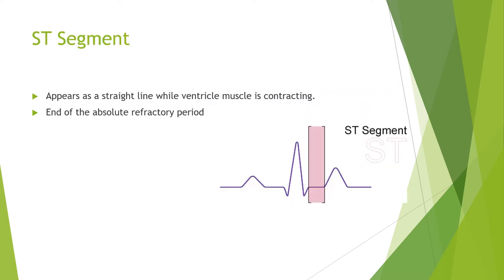This ST segment shows when the ventricle is contracting, but there's no electricity flowing through it. It's already sent the electrical signal and the muscle is actually contracting. The ST segment usually appears as a straight level line between the QRS and the T wave. It is the end of the absolute refractory period. So the electricity has gone through and it can technically go through again because it has stopped.